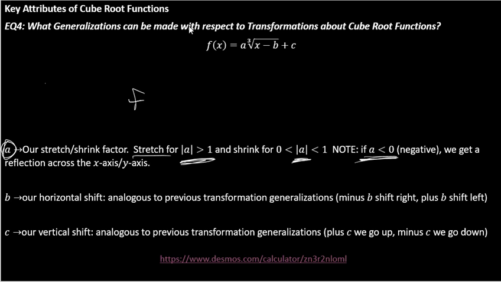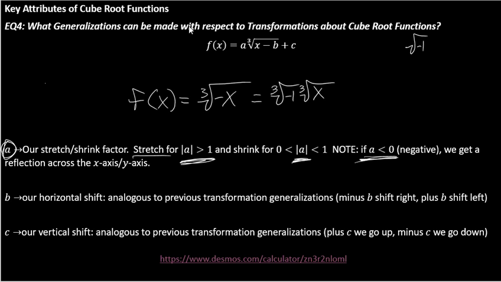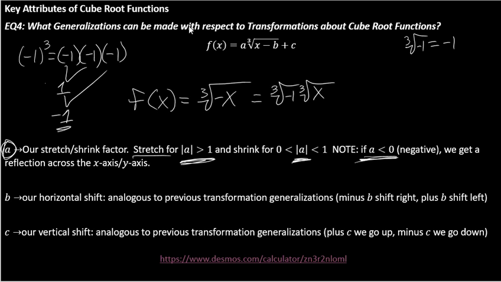So let's say we had f of X equals the cube root of negative X, right? So what's going to end up happening if I use the law of radicals, the product law, is I'm going to have the cube root of negative 1 times the cube root of X. The cube root of negative 1, let's bring that over here by itself, is just negative 1. Well, why is that? If I take negative 1 and cube it, meaning negative 1 times negative 1 times negative 1, negative 1 times negative 1 is positive 1, and positive 1 times negative 1 is negative 1. So the cube root of negative 1 is negative 1.